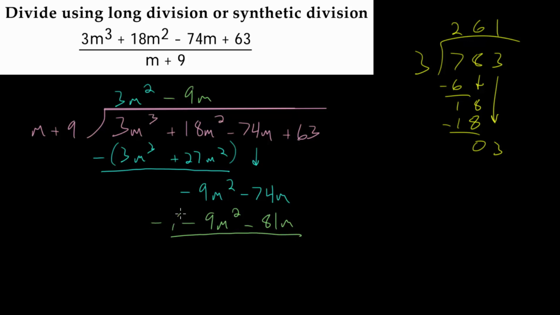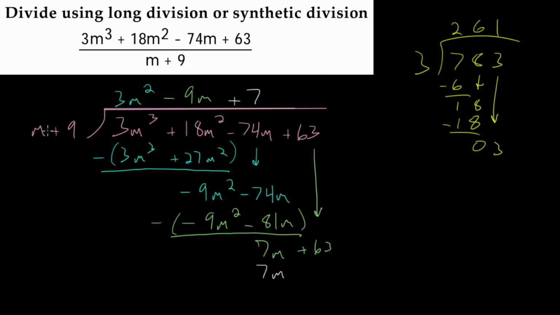We subtract now, and remember we're subtracting this entire expression, so you have to distribute that negative. The first terms here cancel out, that's just 0, and we get minus 74m plus 81m, which is 7m, and we bring down the 63, and we repeat this process once more. We multiply m by 7 to get 7m. Now we actually carry out that multiplication.